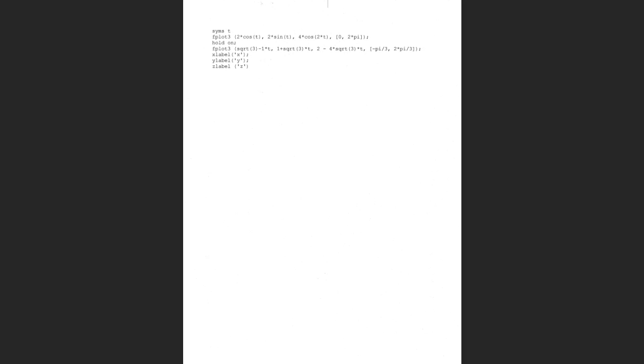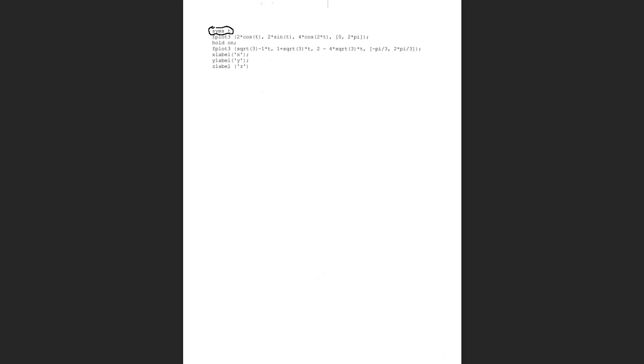So what's going on here with the code? First of all, we need to define our symbolic variable using the syms t command. Once again, I think probably most all of you have now installed MATLAB. But remember, when you install MATLAB, be sure to include the symbolic toolbox because it's not part of the standard installation. If you installed MATLAB with the standard installation, you can go back in and just add the symbolic toolbox and get that installed.